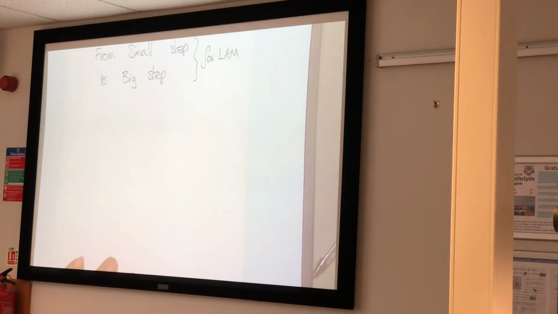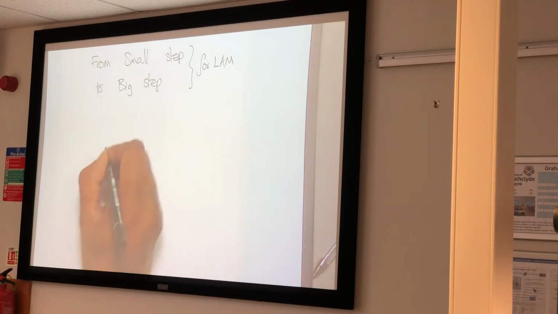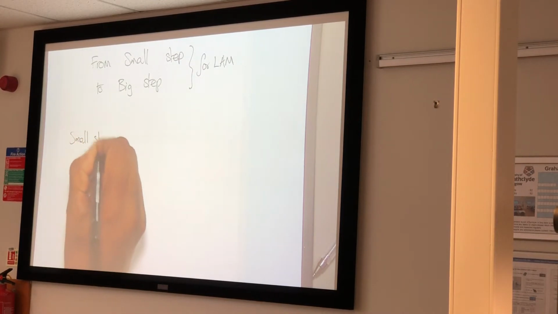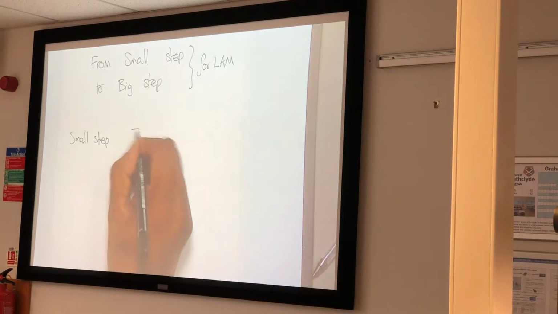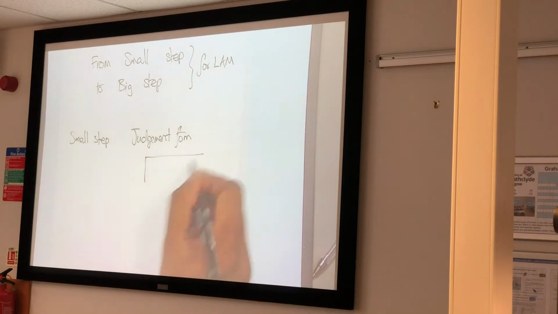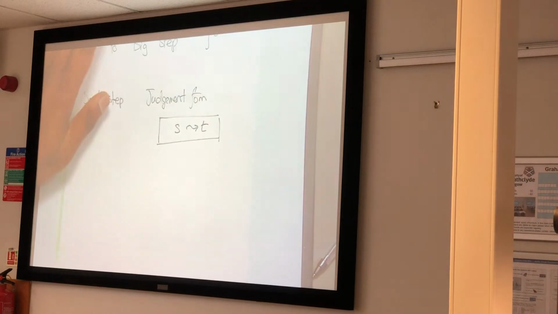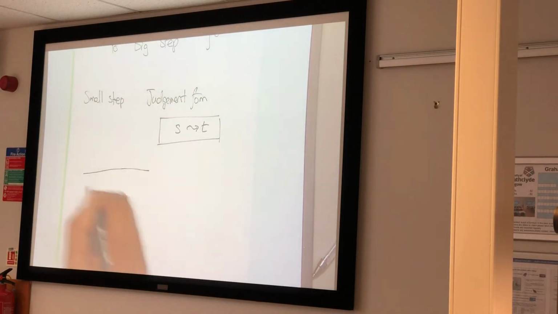In this lecture, I'm going to finish off what we're doing for small step reduction for lambda calculus, and then we'll do some big step reduction for lambda calculus. Okay, so for small step, the judgment form is we just write S reduces to T. And we've seen that there are some basic rules, for example the beta rule that we've been doing.